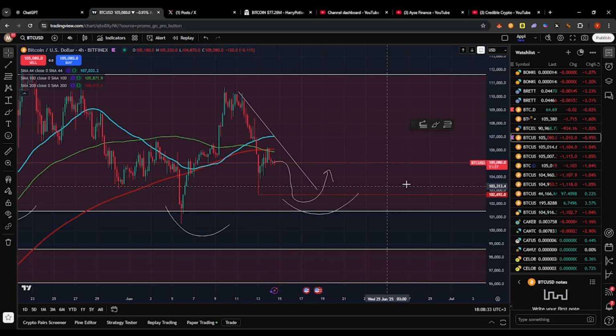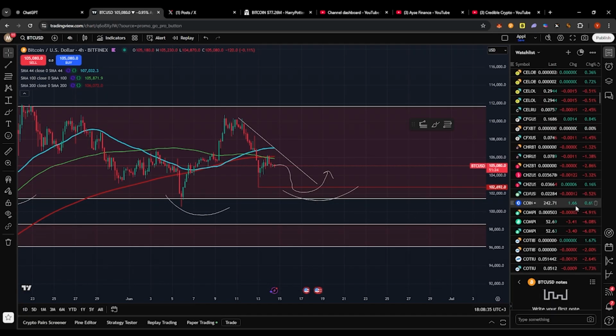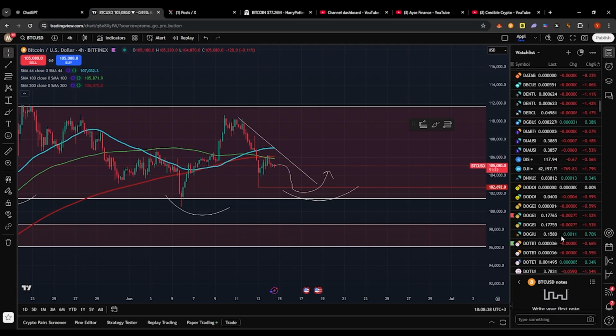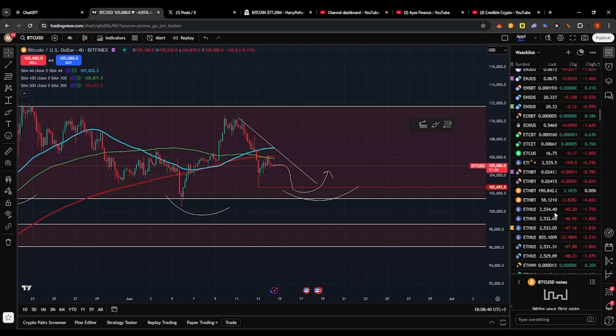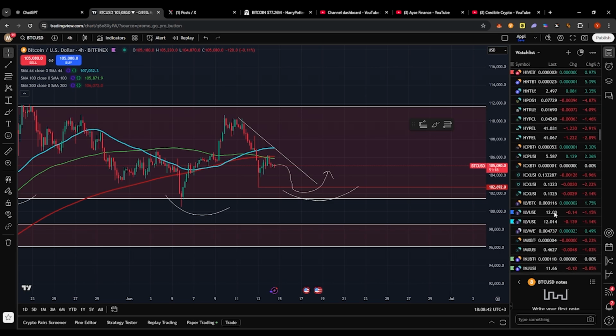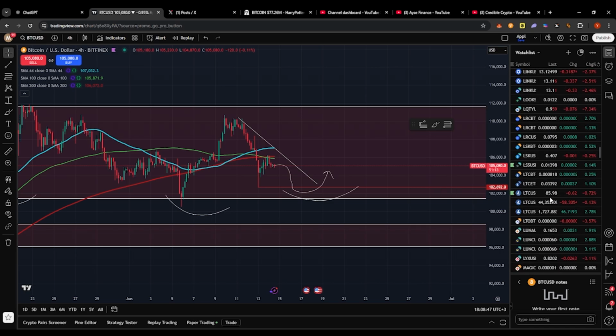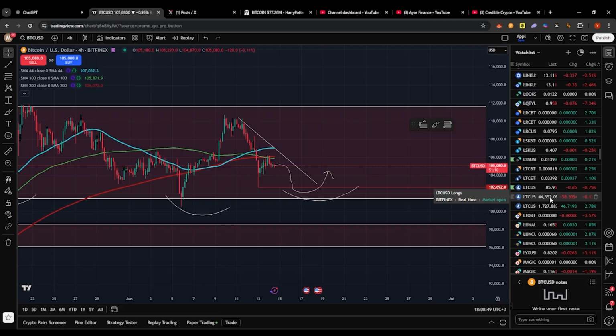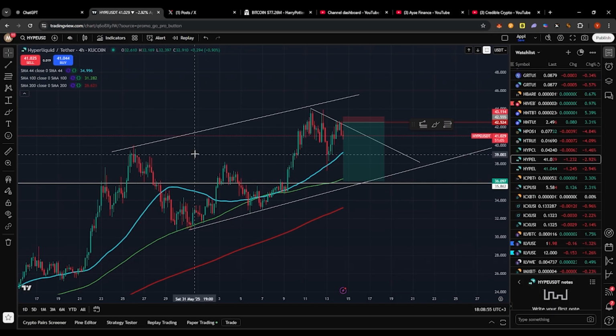So then I have to look out for coins that I think are going to drop with Bitcoin. And how do we do that? Well, usually I like to look at coins that have had a huge run up because they have more space to fall rather than coins that have been ranging for months. So the coin that fits that criteria is a coin called Hype. And over here is the coin called Hype.